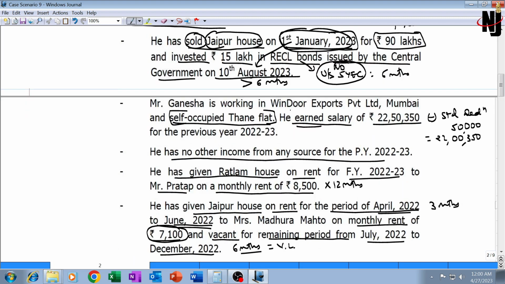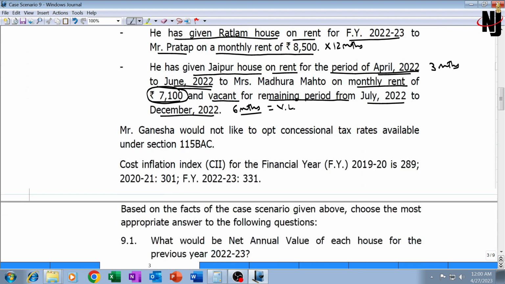Okay, now proceeding further, we'll have to calculate it out. There is going to be a detailed computation. This is a very lengthy question. Mr. Ganesha would not like to opt for concessional tax rates available under 115 BAC. Please mark this as an important point. In case he opted for 115 BAC, then standard deduction not allowed from salary, and set off of losses from house property would not have been allowed. We will see what to do.